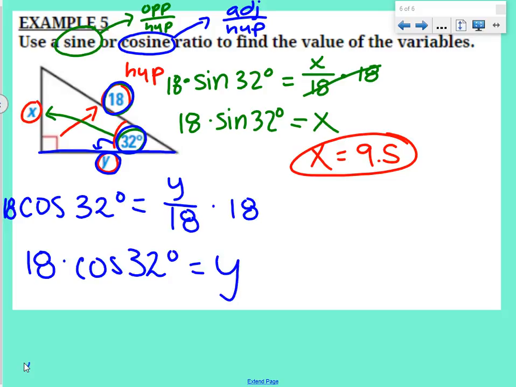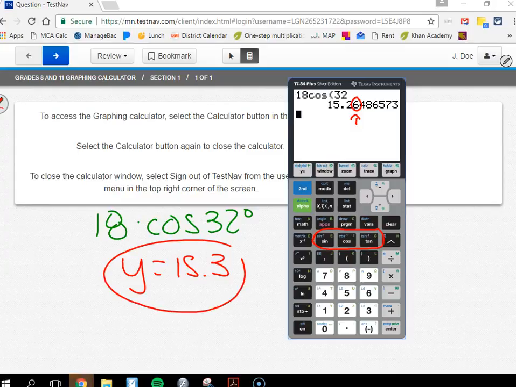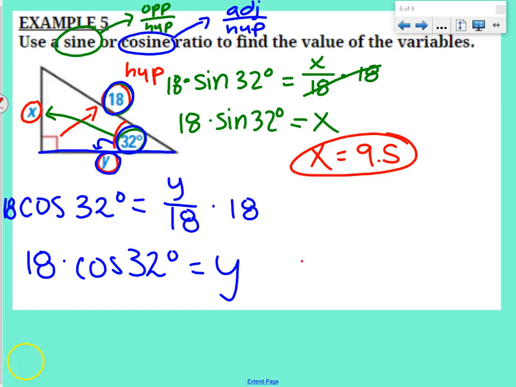Now again, we're going back to our calculator. So we're going to evaluate 18 times the cosine, right there in the middle, of 32, close the parentheses, equals 15.26486573. We're going to round, so y equals 15.2, but then there's a 6 after that 2, which means we're going to round that 2 up to a 3. So y equals 15.3.